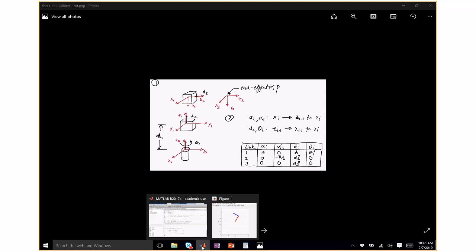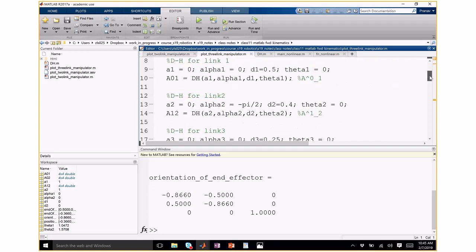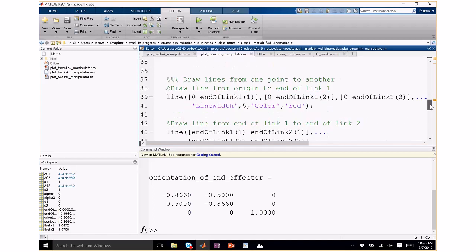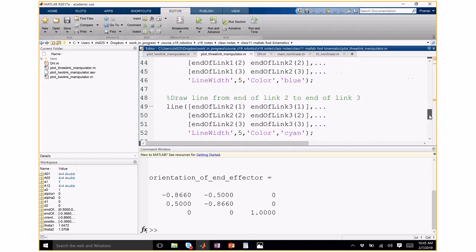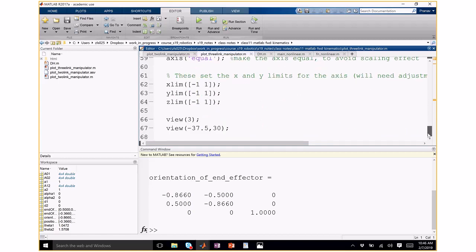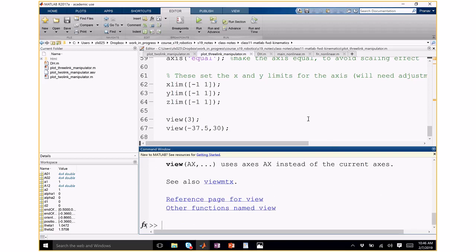So let's go back to the 3-link manipulator. What I did was the same logic. We have first line, second line, third line from the DH table, find the end of the links, essentially copy paste that code. I want to have the lines red, blue, and cyan. Now this is going to be 3-dimensional, it's not planar, so I use this command called view3, and this basically sets up something called azimuth and elevation. If you do help view, it'll tell you more about it. But essentially you can view the 3 dimensions from different viewpoints, and that comes from using view3.